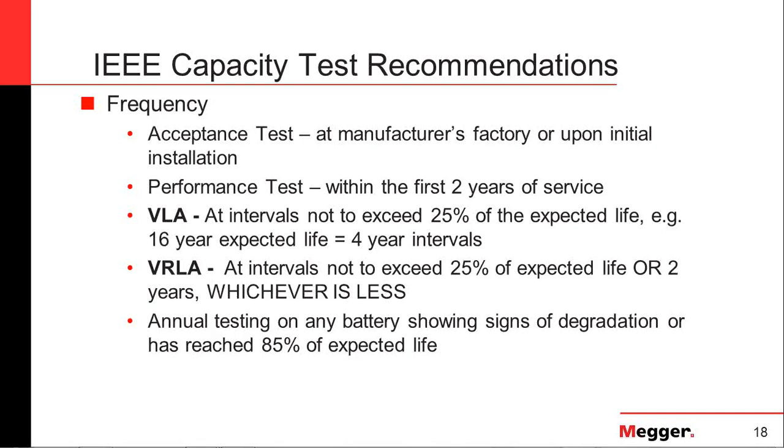Great. Okay. Now, we've pretty much covered all of this slide. However, there's one other important part at the bottom where it talks about annual testing, which is recommended. So you have your normal recommendations of 25% of life or 2 years, whichever is less, for the VRLA, but if you start seeing signs of degradation, then you will want to test on an annual basis, and the break point is right around 85% of expected life.